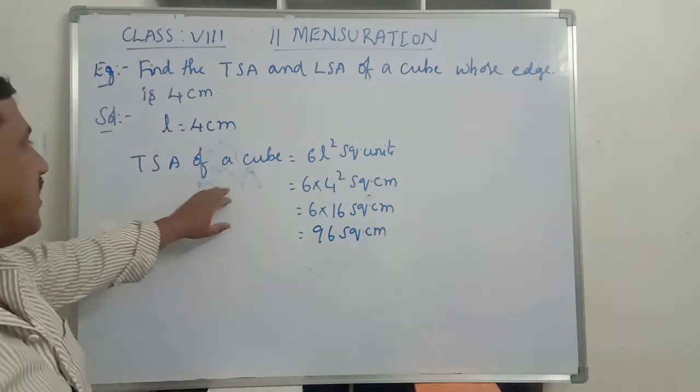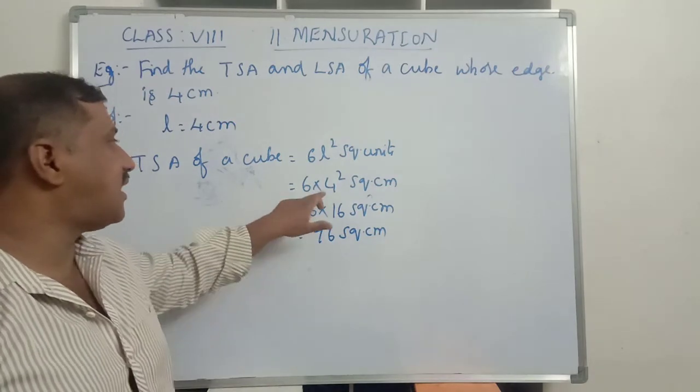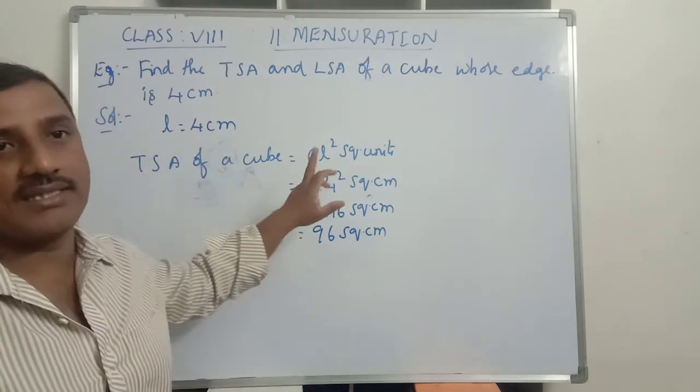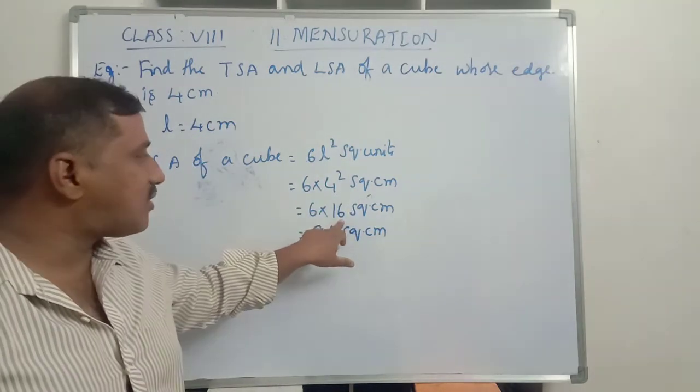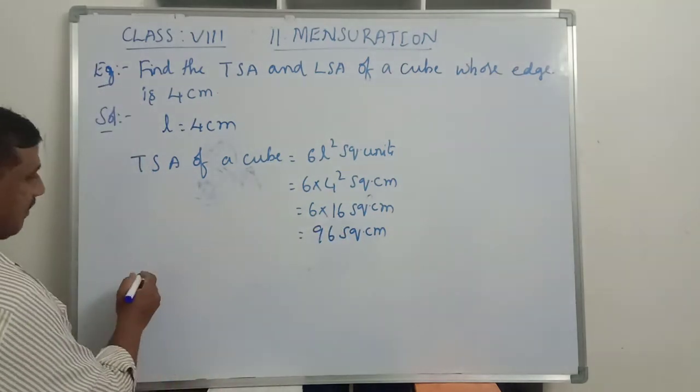So total surface area of a cube is 6L square units. 6 into L, which is 4 centimeters. 4 square is equal to 16. 16 into 6, it is 96 square centimeters.